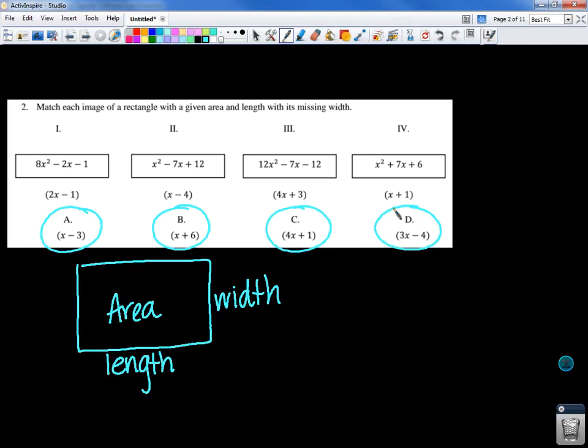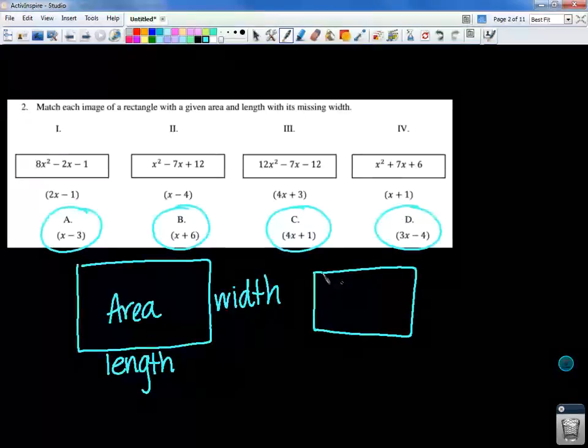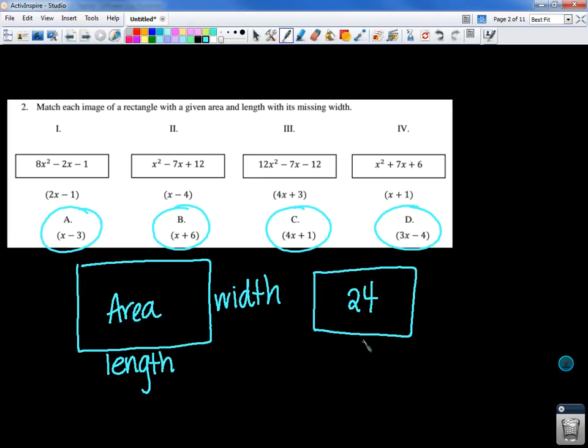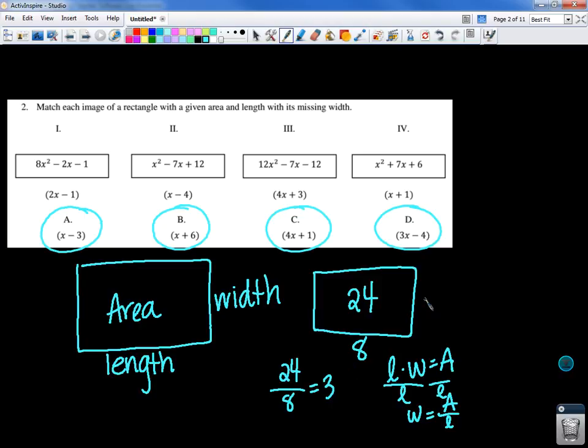So if I had a rectangle whose area was 24 and whose length was 8, the width would be, well, let's see, if length times width equals area, if I'm going to solve for W, I'm going to divide by the length, so I get W equals area divided by length. So an area of 24 divided by a length of 8 would give us a width of 3. But here we have polynomials.